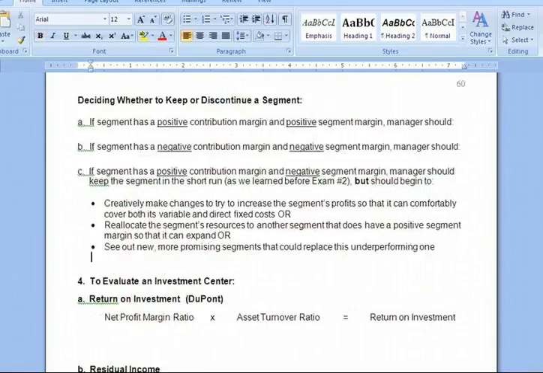So we had taught you before that if a company had a positive contribution margin, that segment should be kept. If it had a negative contribution margin, that should be discontinued. We need to expand that now and put in our decision criteria about performance evaluation for the subunit, what the effect of a positive or negative segment margin has on that. If the business subunit has a positive contribution margin as well as a positive segment margin, you should keep that segment.